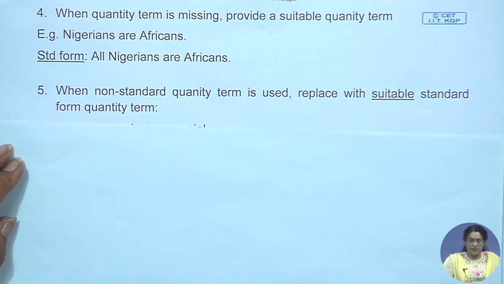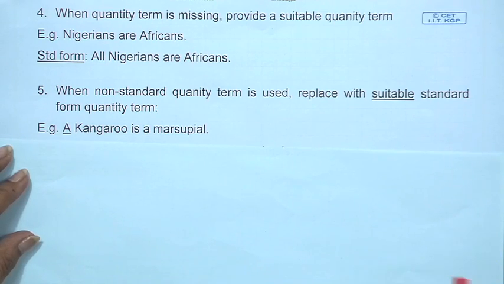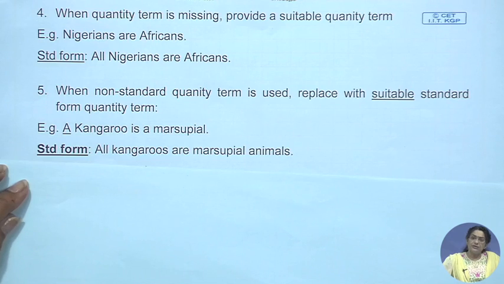Okay? So, there is a common understanding of what things are, and you need to remain close to that. So, here is an example to show you. Suppose we say "a kangaroo is a marsupial." A kangaroo. Now, technically speaking, they have not used all, some, etc. What is the closest approximation to that? That is what we have to do, and we need to find one of our standard form quantity terms, and that is going to be all kangaroos, right. So, the standard form is going to be all kangaroos are marsupial animals.